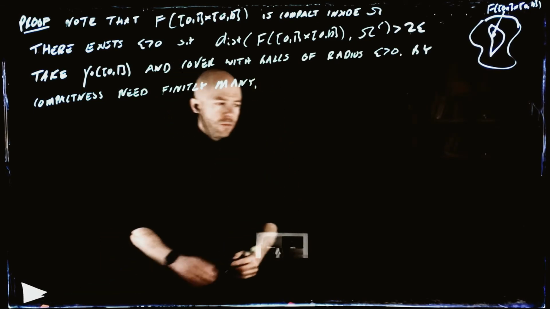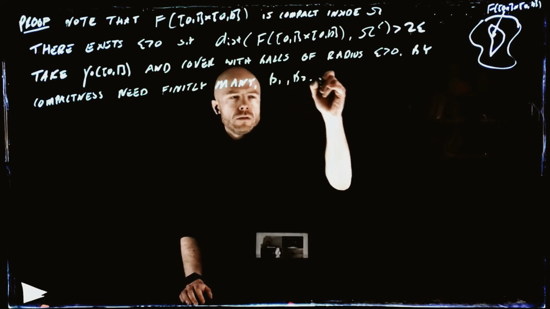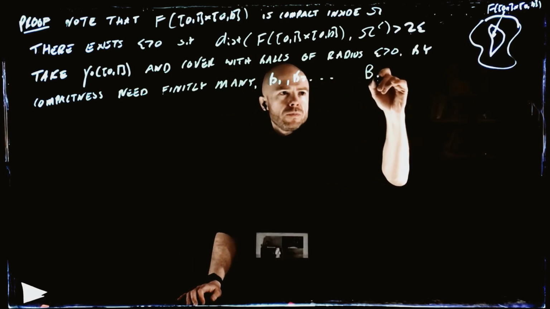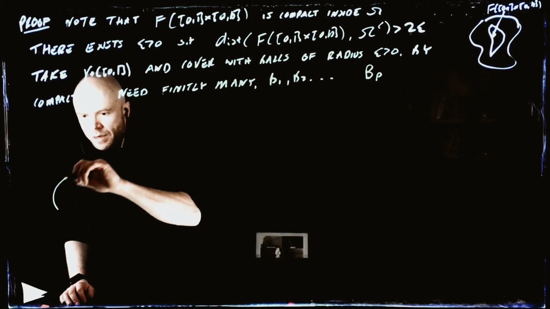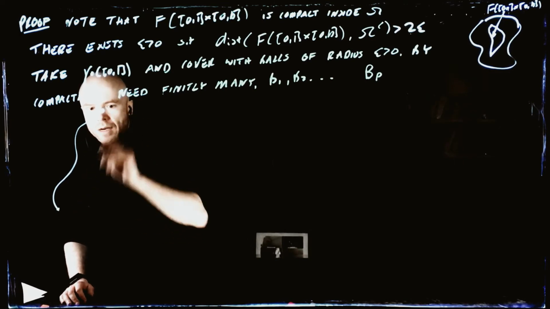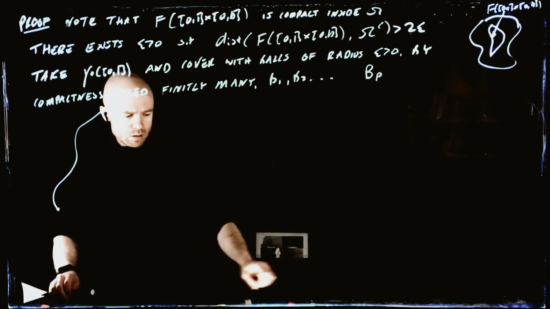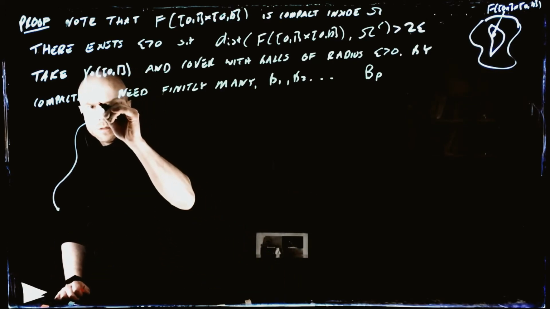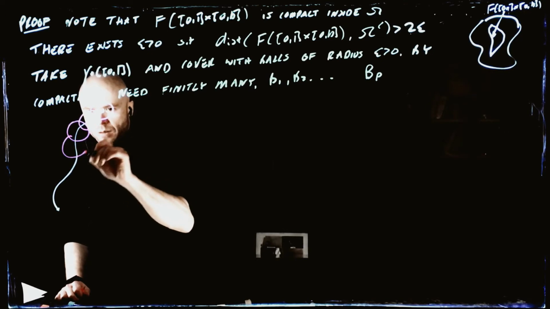And let's call them B1, B2, B3 up to BP. And let's draw a picture. So this is our first path, like this. And we're covering it with balls of size epsilon. And there are finitely many.